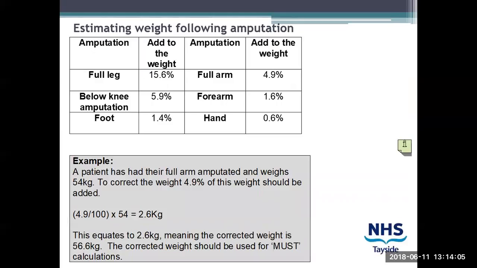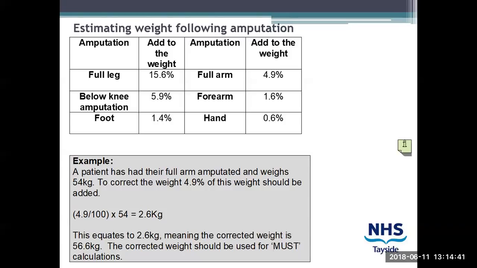Okay, so similarly, estimating weight following amputation. Again, I don't know how common it is. And again, if you were struggling with these sort of calculations, then do just phone your local dietitian and they would be able to calculate it for you. Basically, what you're doing for an amputation, you need to add that weight or estimated weight back in. So as it shows there, for a full leg, what you're wanting to do is add 15.6% of their weight.